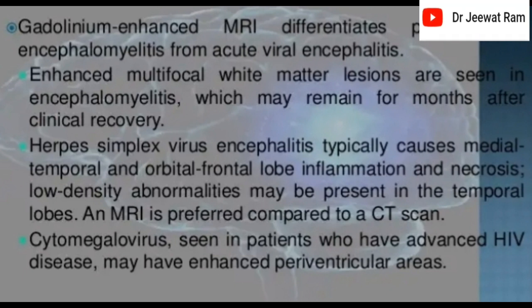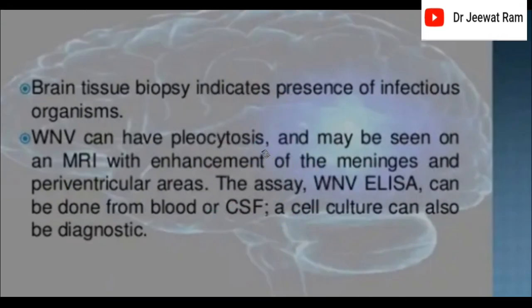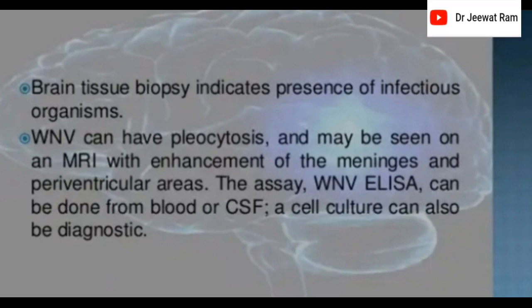Herpes simplex virus encephalitis typically causes medial temporal and orbital-frontal lobe inflammation and necrosis. Low-density abnormalities may be present in the temporal lobes. An MRI is preferred compared to a CT scan. Cytomegalovirus seen in patients who have advanced HIV disease may have enhanced periventricular areas. Brain tissue biopsy indicates presence of infectious organisms.